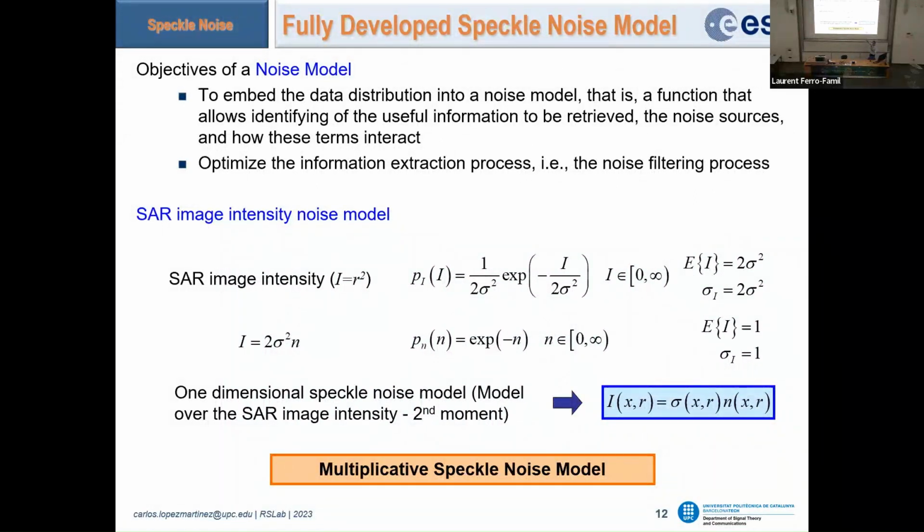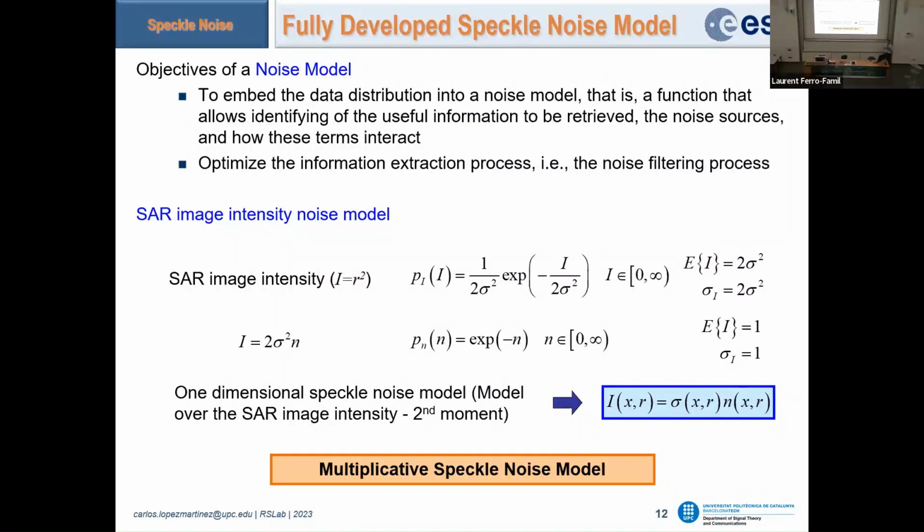Making this change of variable, we can derive the probability density function of n, which is our noise, which is an exponential. And in this particular case, the expectation is equal to 1 and the variance is equal to 1. As you can see, the mean value modulates both the expectation and the variance. Therefore, if we try to describe speckle in a noise model, the relation between the useful information, the mean value, which corresponds to the radar cross-section, and the noise is multiplicative.